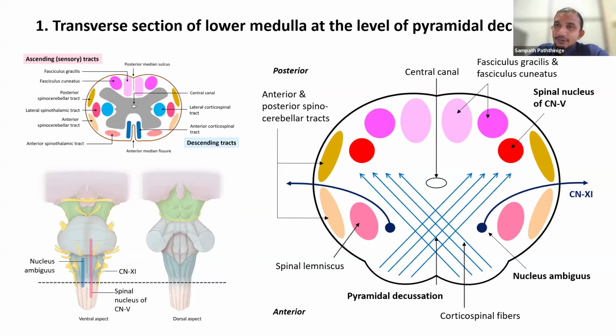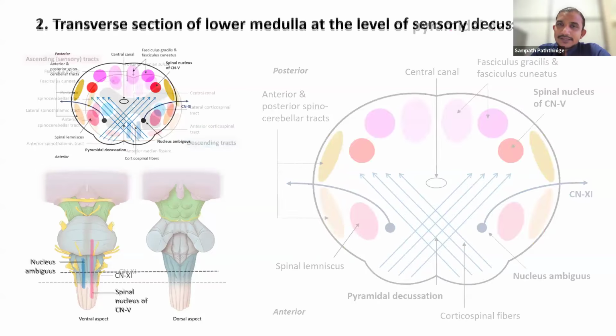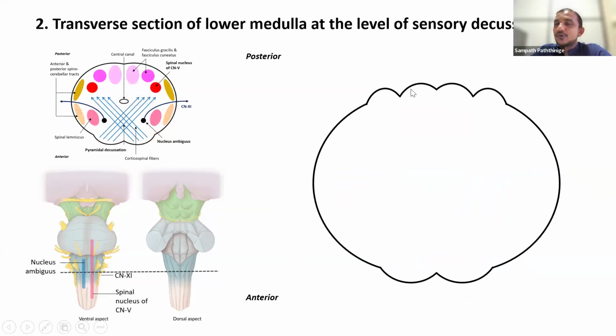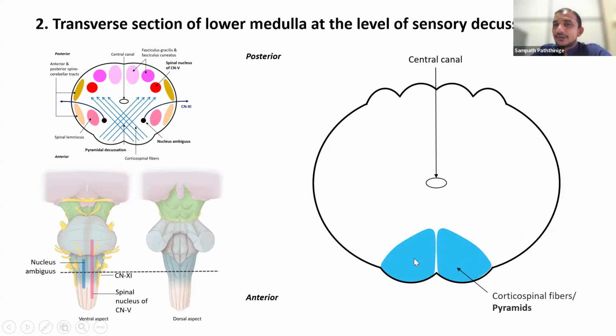Right. So you can draw the second section in the same manner, right? It is again a cylindrical structure, but there you find the four tubercles, that is the gracile and the cuneate tubercles, and anteriorly you have the pyramids, right? The part of the ventricle would be the central canal. You have the two pyramids at the front, right?